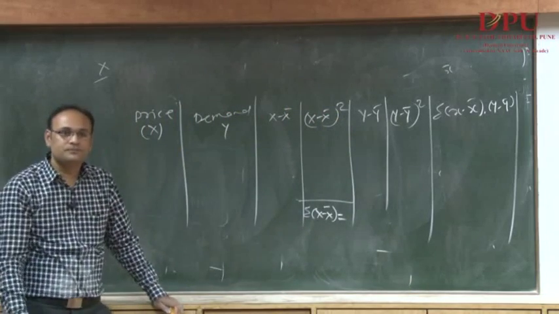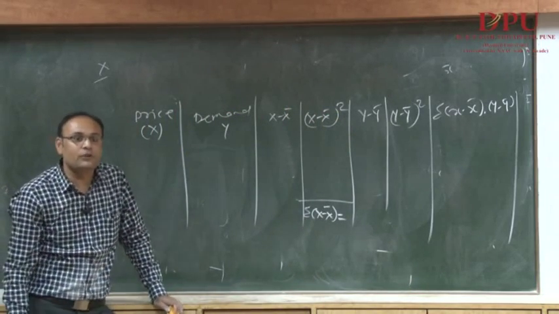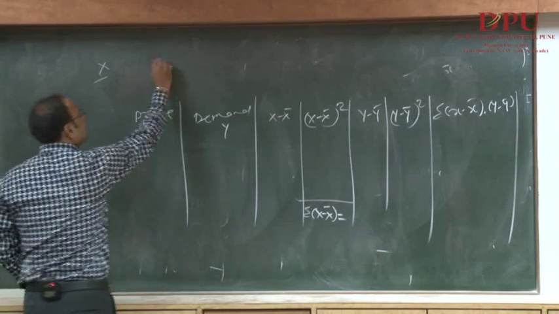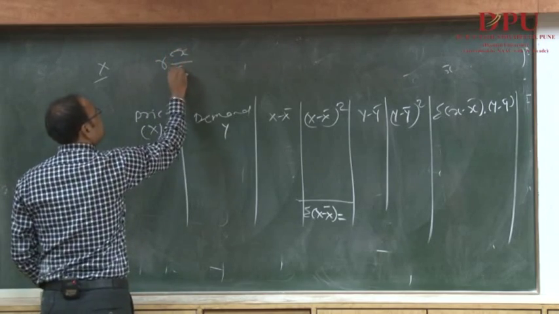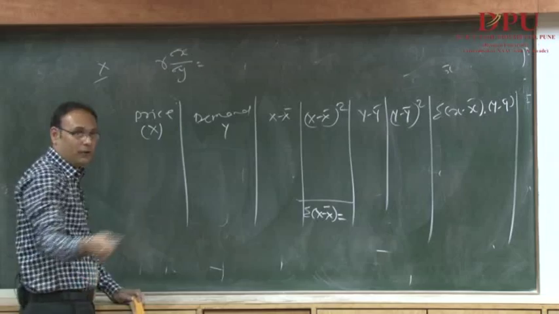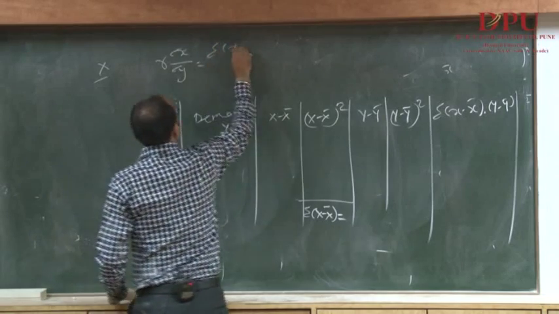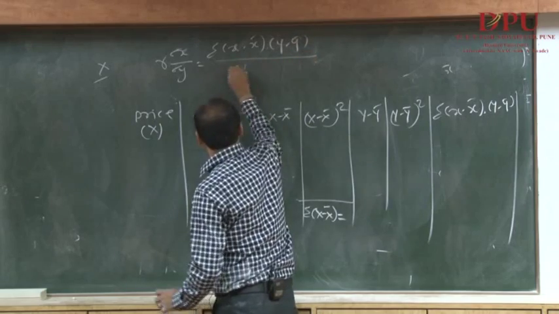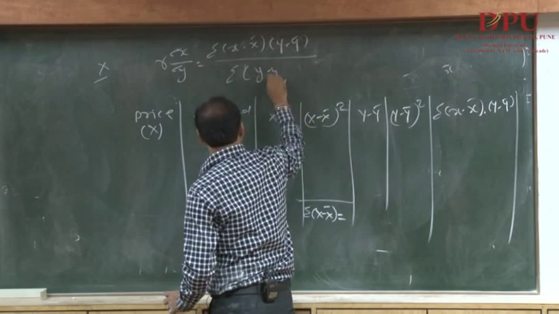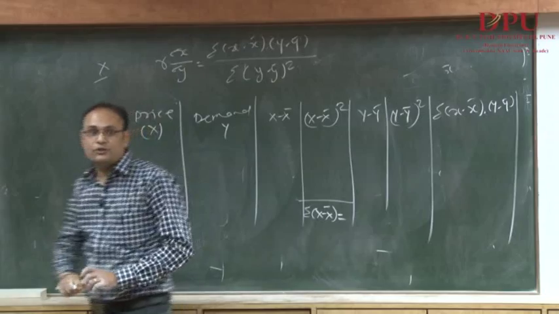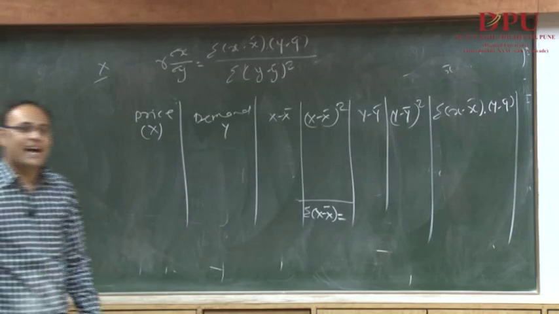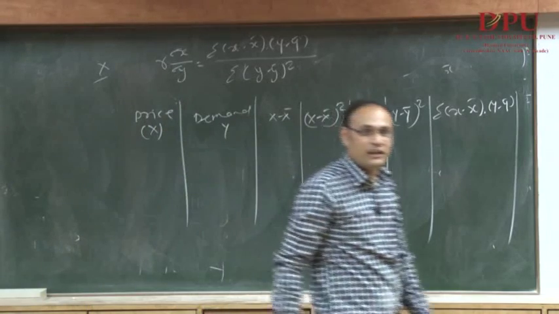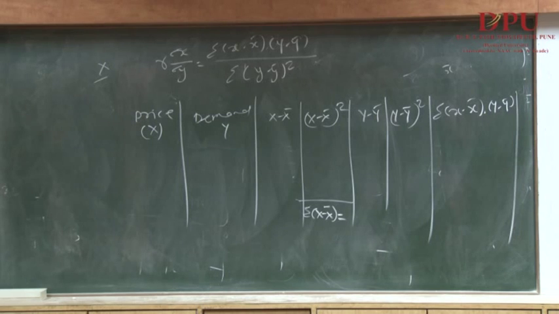And by this, what do you need to calculate? Only the R, sigma x divided by sigma y. That can be calculated by this formula, which is summation of x minus x bar into y minus y bar, divided by what? Divided by summation of y minus y bar. Once you get this value, you need to substitute it in the equation x on y. So the answer of this question is in front of you.